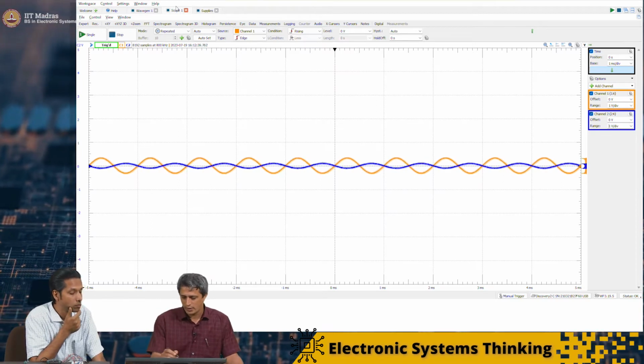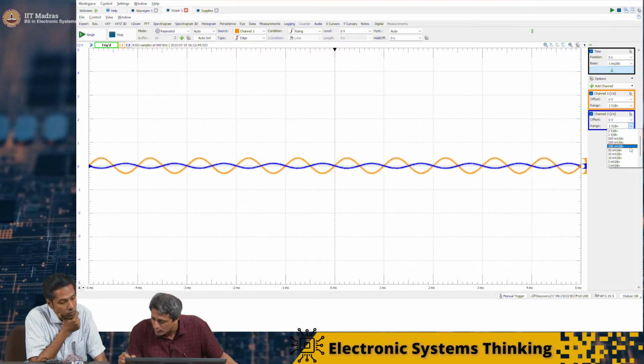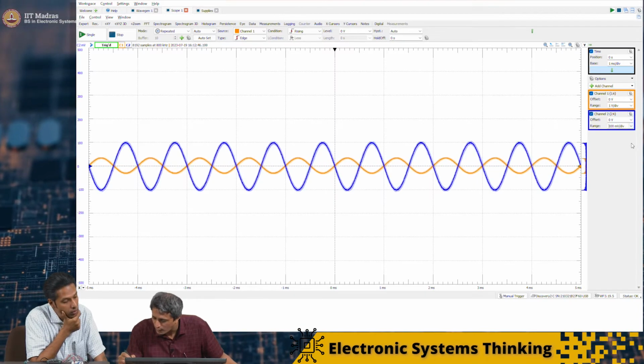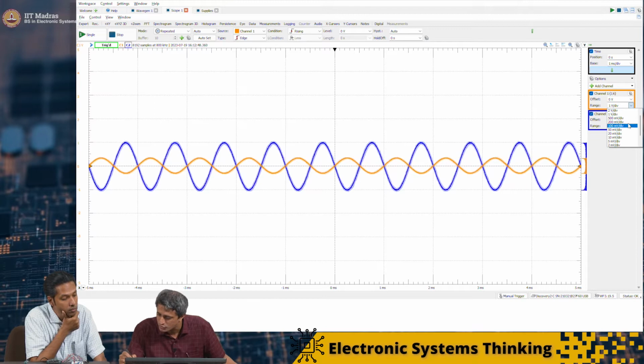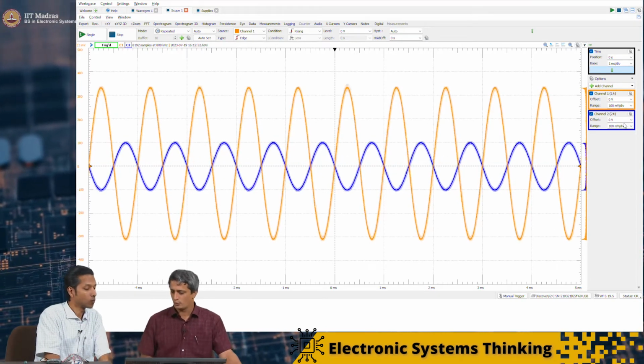There is a certain range, so let me make this 100 millivolt per division. Channel 1, channel 2, same maybe. Okay, this is good. It's very clear.